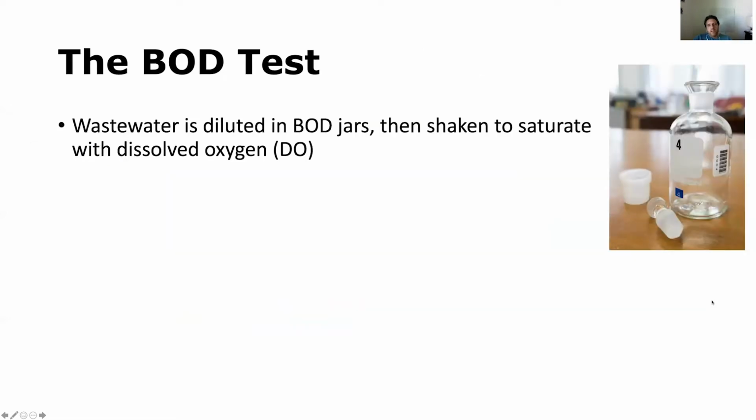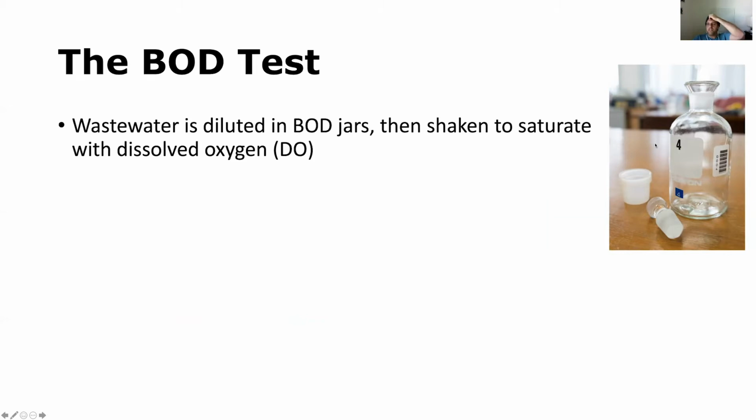The BOD test, again, is done using these BOD jars. We add the wastewater or a diluted version of the wastewater to the jar, and then we shake it to saturate with dissolved oxygen. We top it off so that there's no way for air to get into this jar.